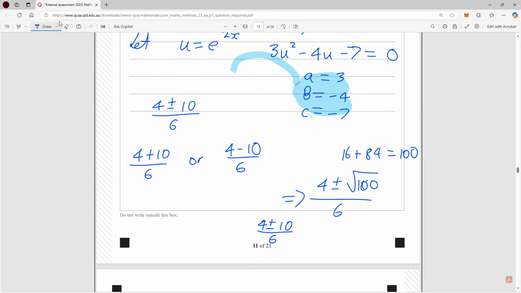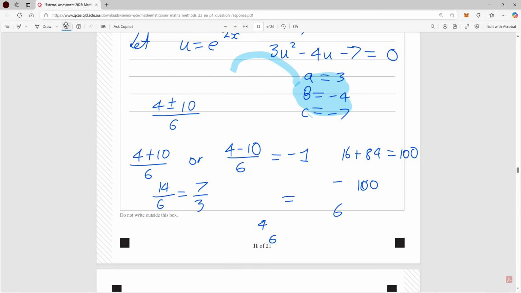So here that's going to be 14 over 6. I think that could be simplified by taking out a common factor of 2, so you have 7 over 3. The other one is going to give you negative 1, I believe. Yep. Alright, now, we're not finished. We have just found the value for u. We are trying to solve this exponential equation.